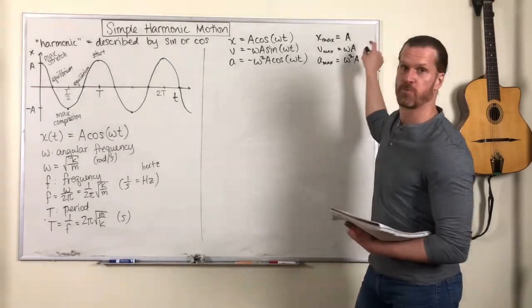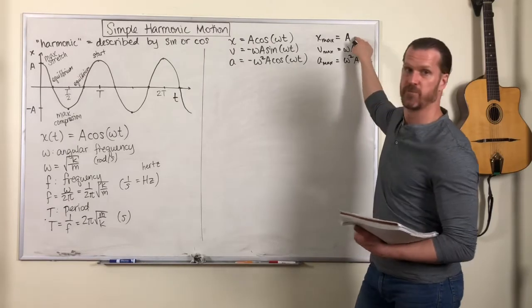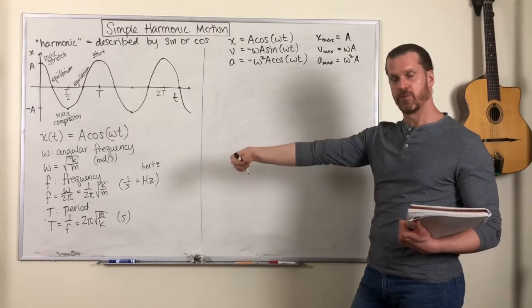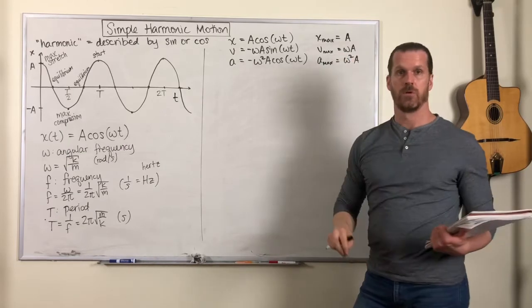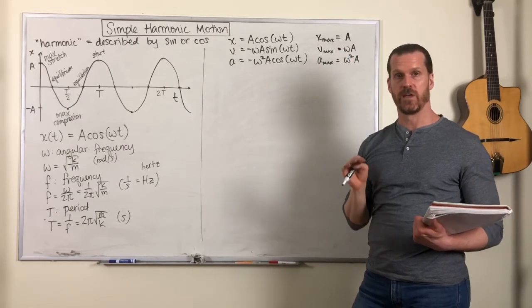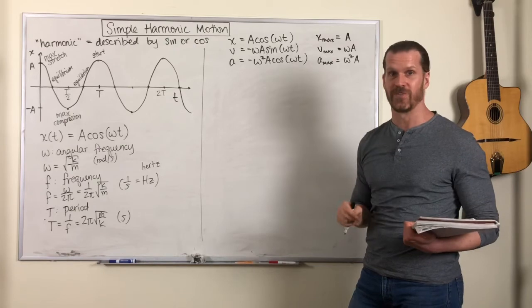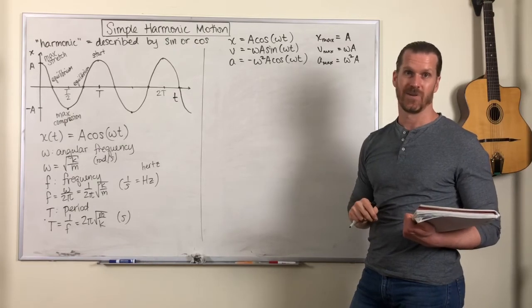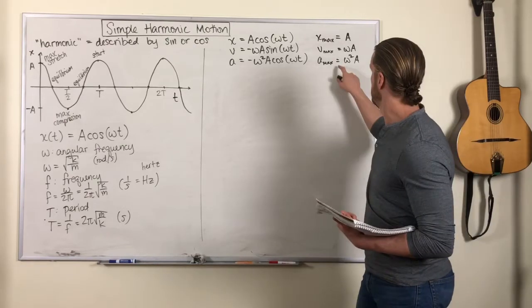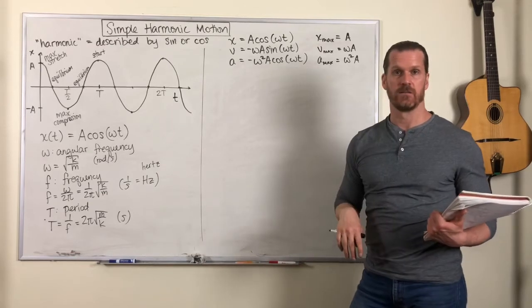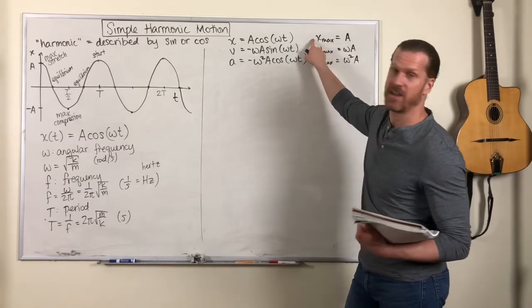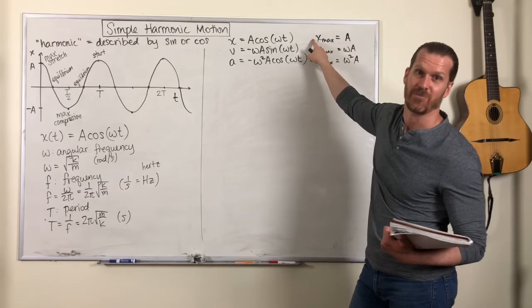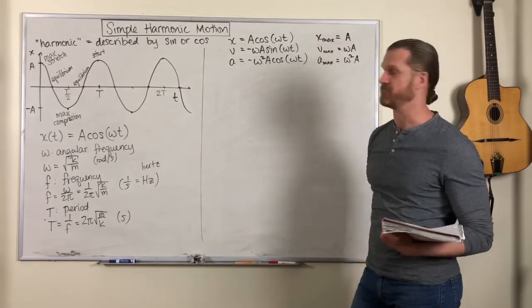And remember from our previous video, this maximum position occurs when you pull the spring and let it go. The maximum speed occurs when the object moves through the equilibrium point, when x equals 0. And these maximum acceleration values occur again at the same position as the maximum position, at the endpoints.